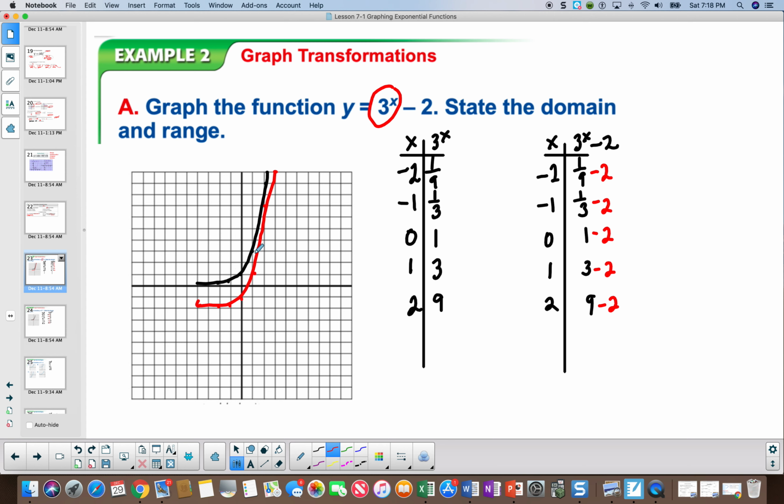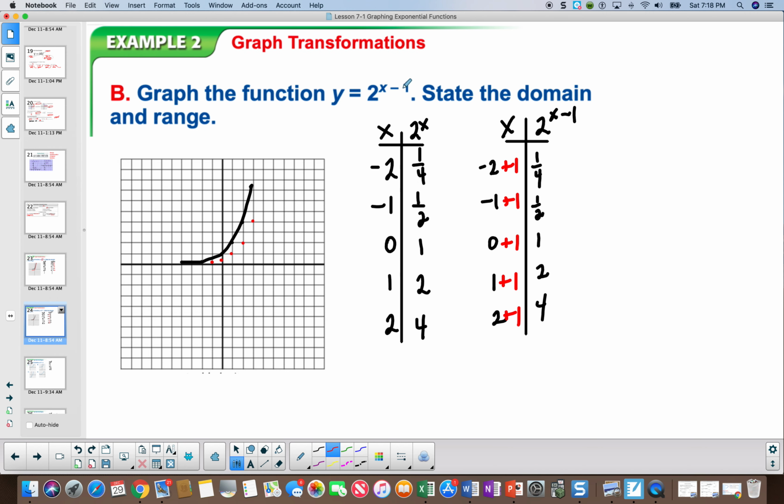Every point is shifted down 2 units, including the asymptote. Look at that. Let's take a look at this one. Now this is going to be a horizontal shift.